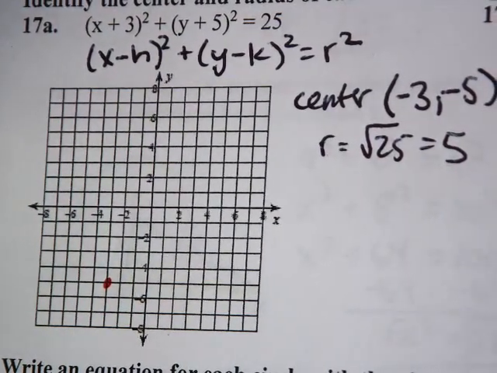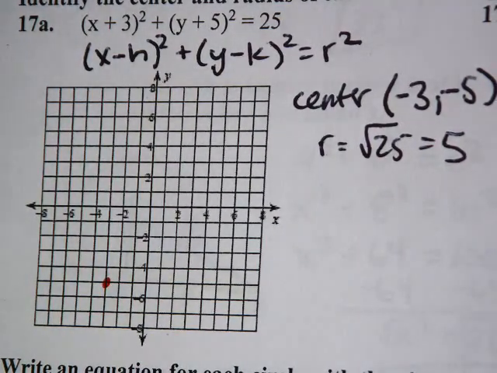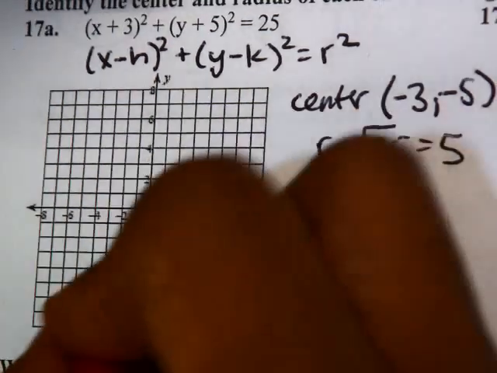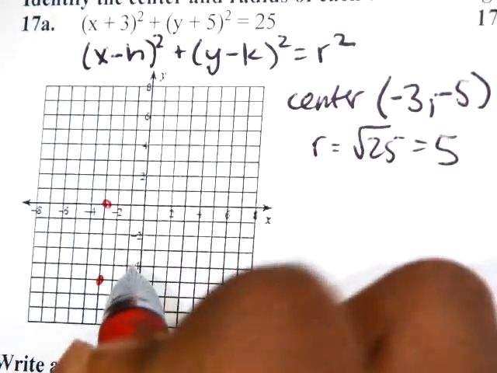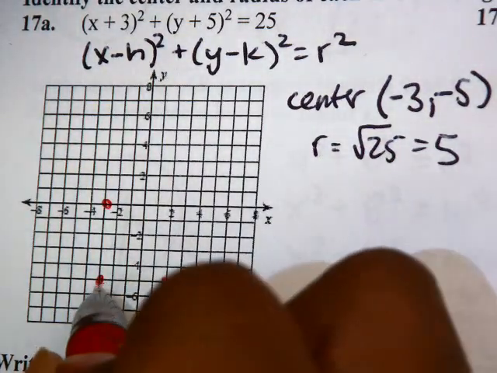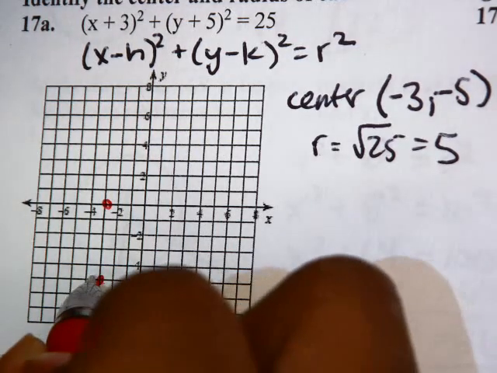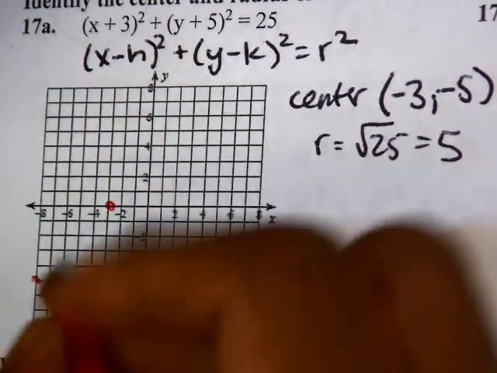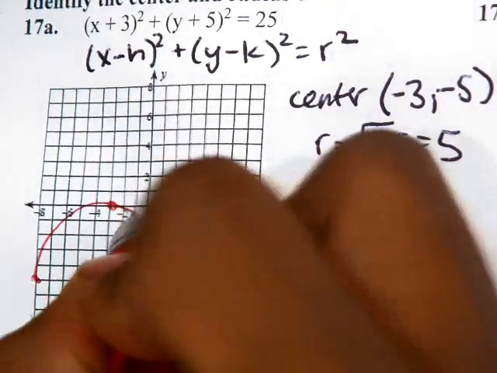So to graph that, we go 5 in all directions. So 5 up, 5 to the right, 5 down, 5 to the left. And then we make our circle.